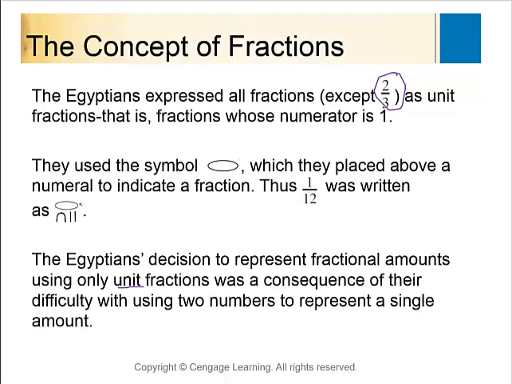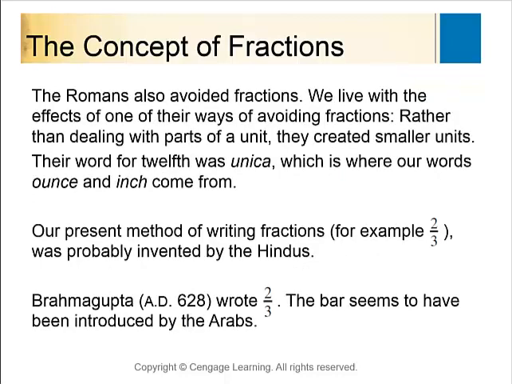Basically it had to do with their symbolism, so they put this symbol on top, and if it was 1/12, that meant we have a fraction, the little circle did, and then they put a 12 there so they know it's 1/12. So it made it easy to represent those fractional numbers in their particular system, which is why they did it. Romans also avoided fractions, and then it carries on from there.